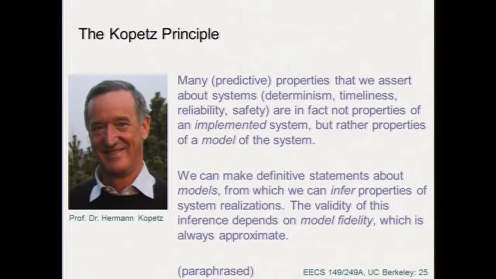Now, this Hermann Kopetz is a good friend of both Edward Lee and myself. He was philosophizing about the fact that people say this system has the following property, and what they mean is that the model of that system has this property. The system itself is very difficult to analyze, but what you can analyze is the model. So the model has the property.